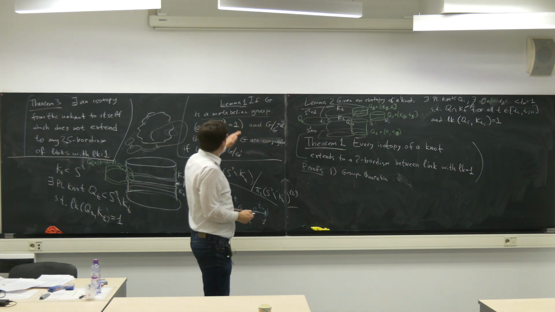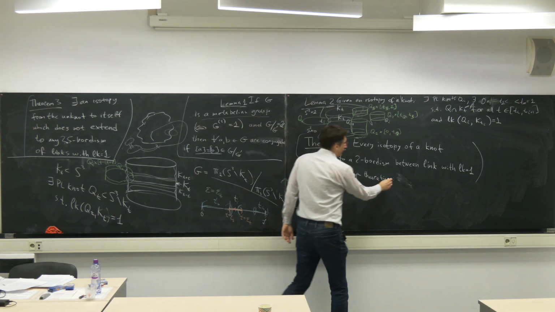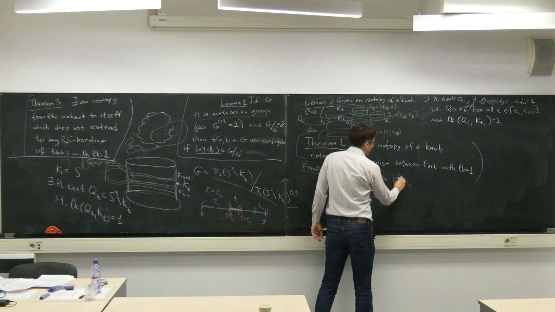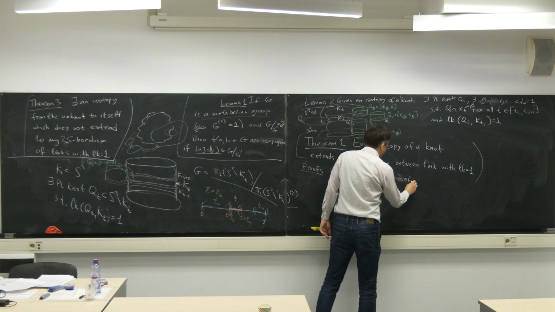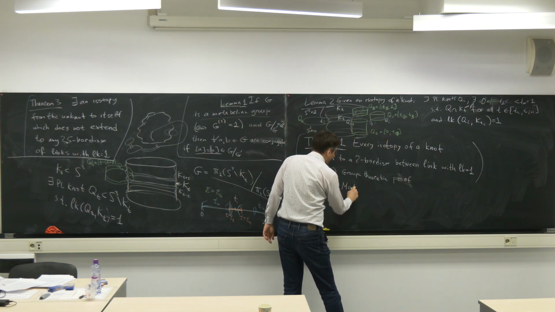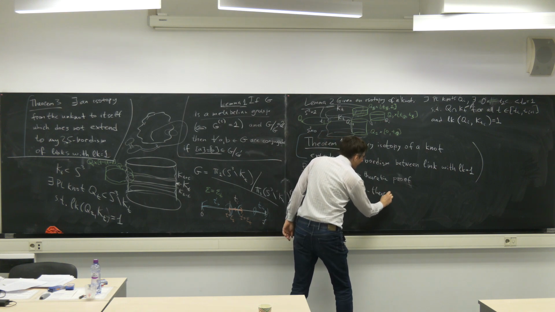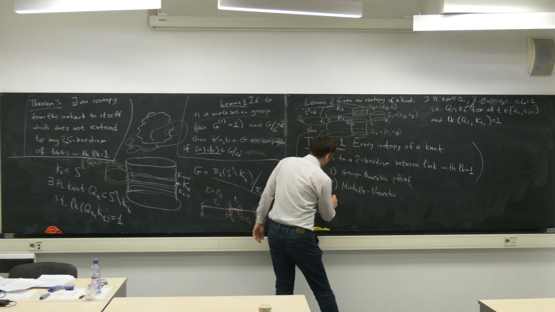But I don't want to prove lemma 1 because it is a group theoretic proof which is not the shortest one. But there are another two proofs, module theoretic and geometric.